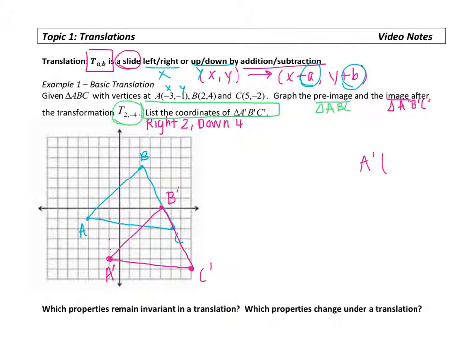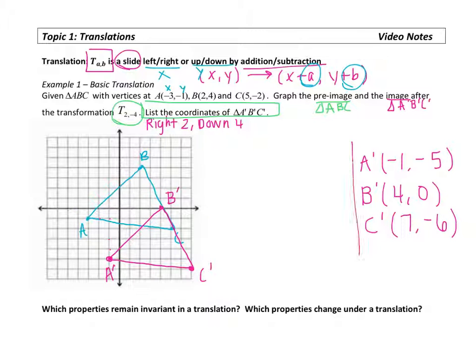A prime is at -1, -5. B prime looks like it's at 4, 0. And C prime is at 1, 2, 3, 4, 5, 6, 7, -6. So this here would be my final answer.